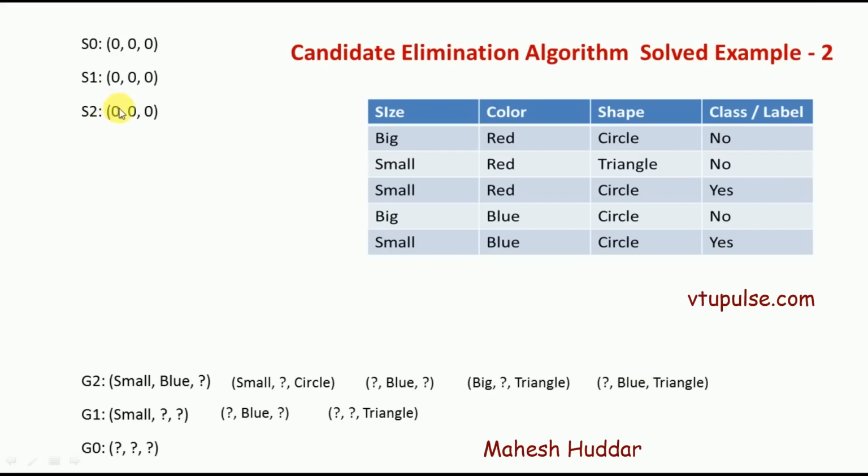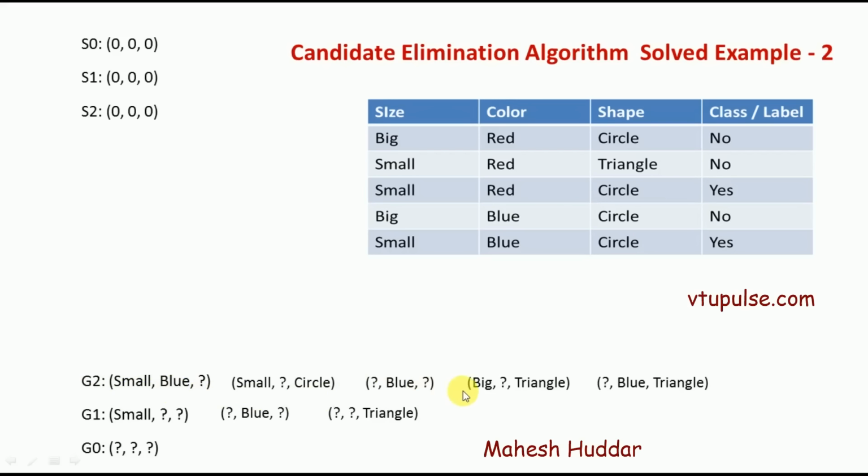Now we will consider the next example, that is the third one, small red circle, and it is a positive example. Because it's a positive example, first we will go to the generic boundary and retain only those hypotheses which are consistent. If they are inconsistent, we will remove them directly.